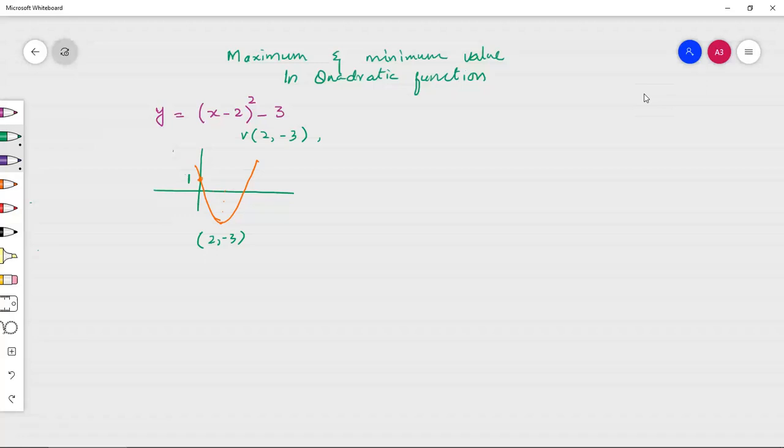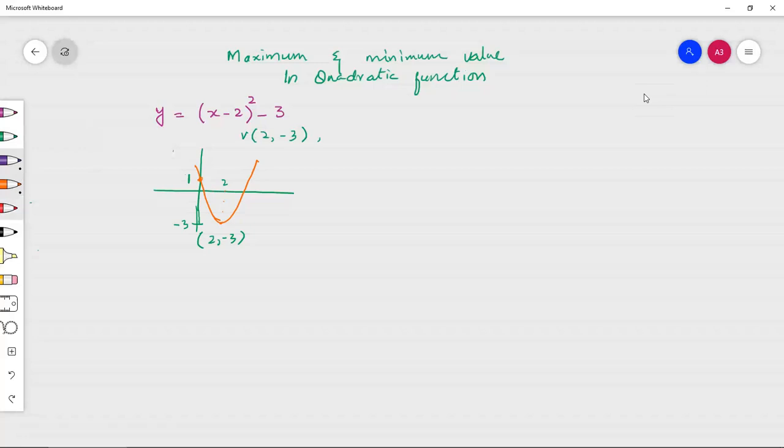If I increase this up to 1000, 2000, 3000, there is no limit. But we cannot shift this graph downward from this ending point, where y is minus 3. This is the minimum value of this graph, at x equal to 2. So in this case, he always asks for the minimum value of the function.